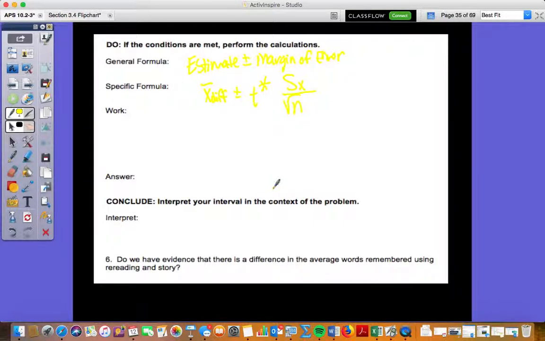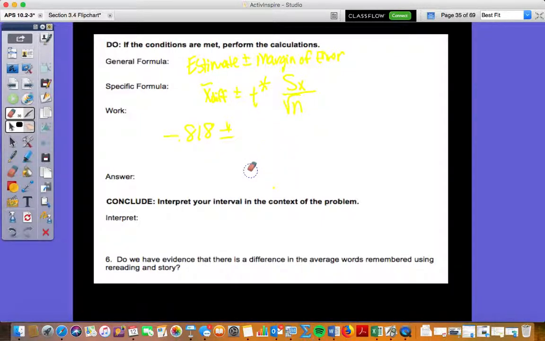Y'all created this. All right, x bar diff would be negative 0.818, right? Plus or minus, and we're rolling t star. What would t star be? 1.96, because it's 95%. Is that Z? Yes, that's Z world.